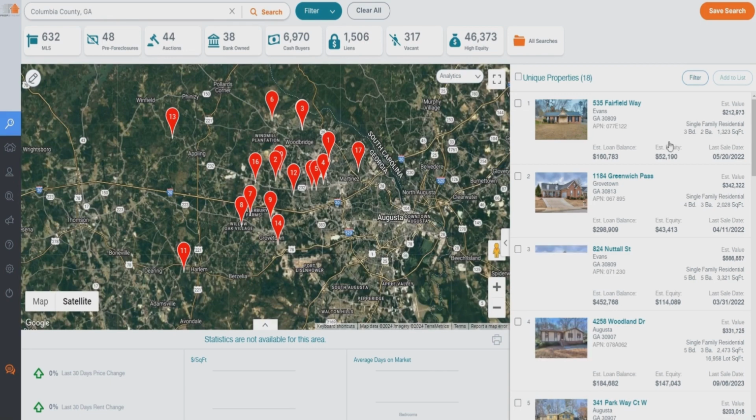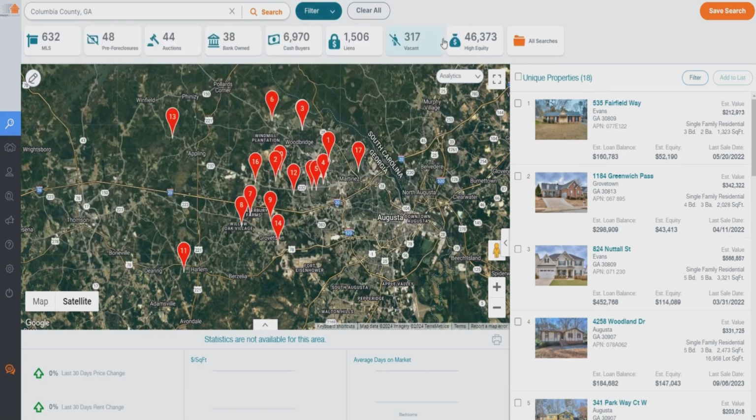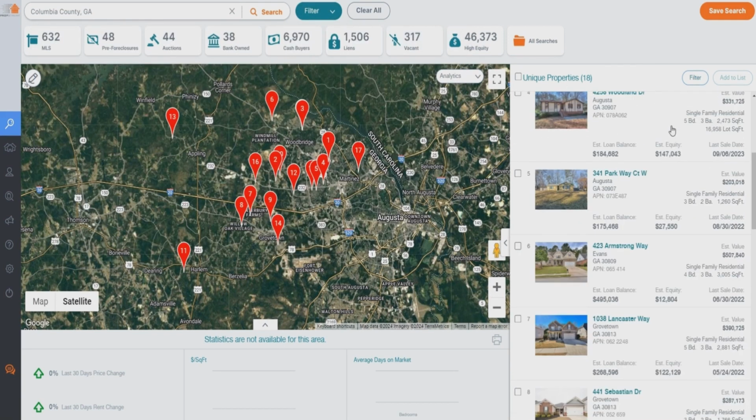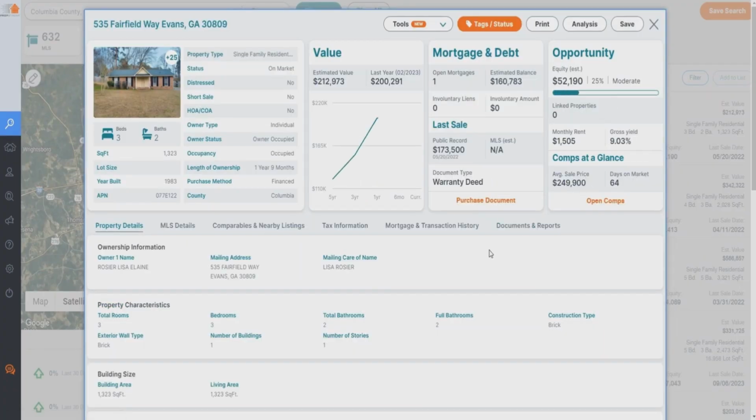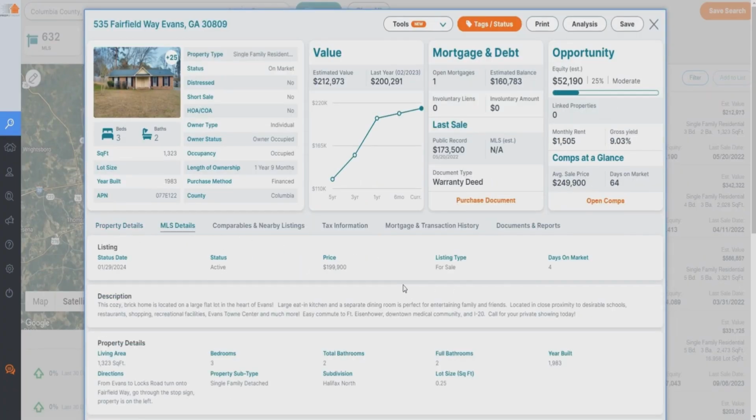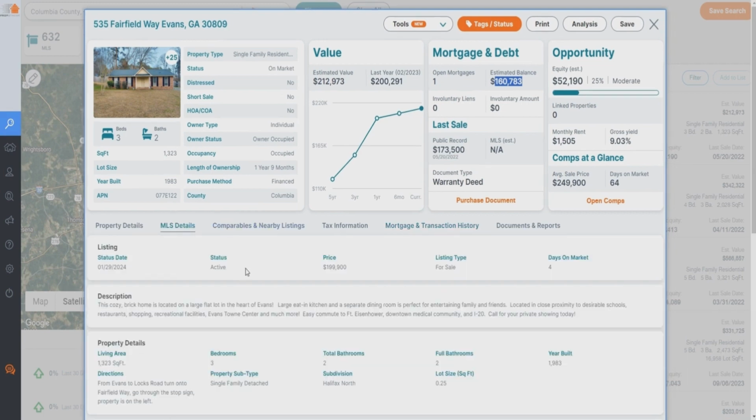All right, we got 18 properties here, through the same filtration settings, nothing has changed. And so we should have a much greater likelihood in this particular county of finding something. Okay, this might actually work. So this one here is listed at $200,000 and it has an estimated balance of $160,000. It's got a 5.11% interest rate.